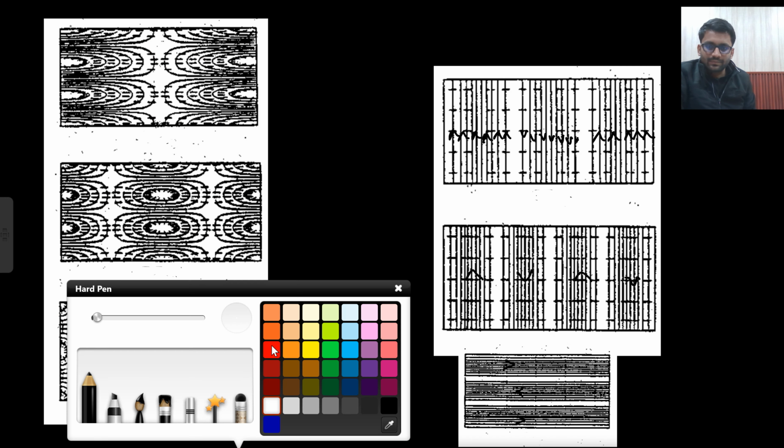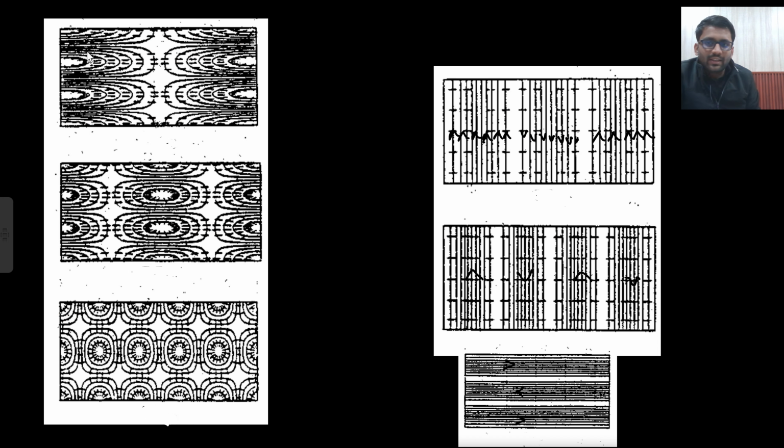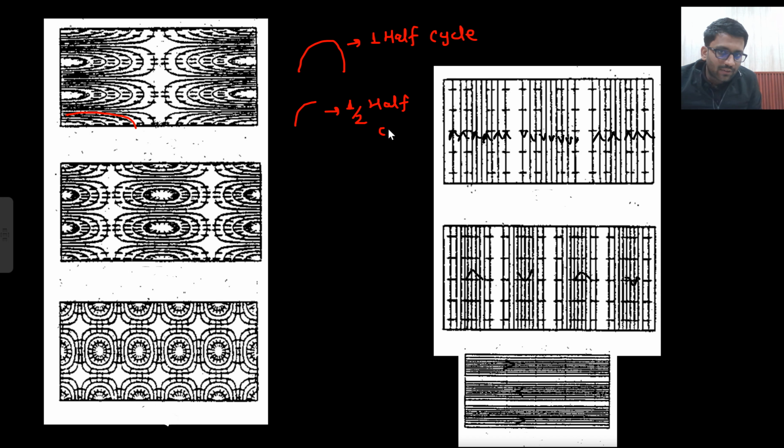Let's see this question. Number of half cycles in the X direction. So this is a half cycle and this is a half cycle. Is this a complete half cycle? This is half of a half cycle. Are you able to understand what I am saying? This is one half cycle. What about this? This is a half cycle. So this is a half cycle and this is a half cycle. So one half cycle you are getting in the X direction.